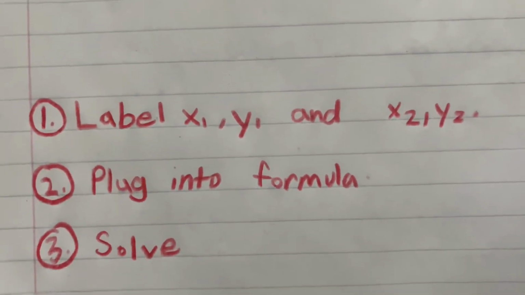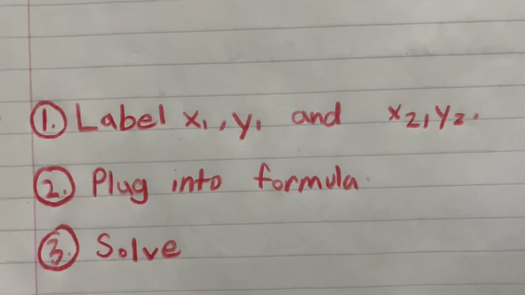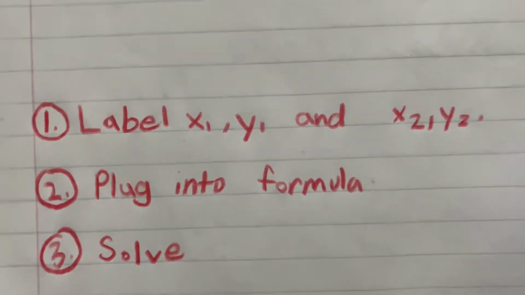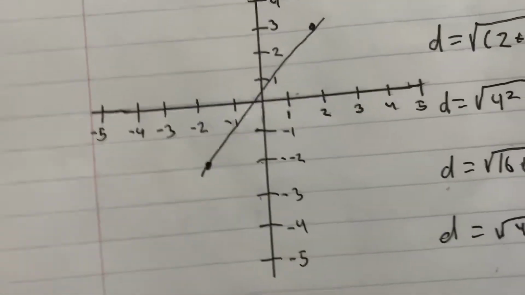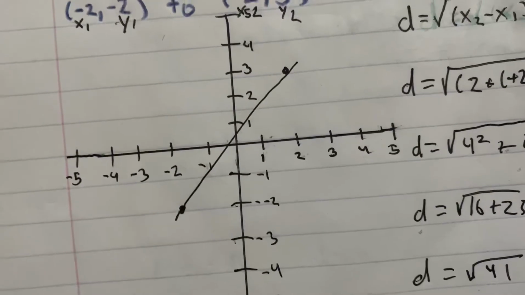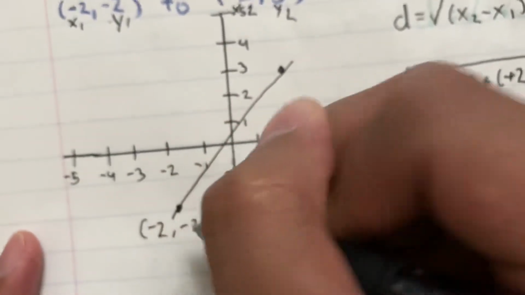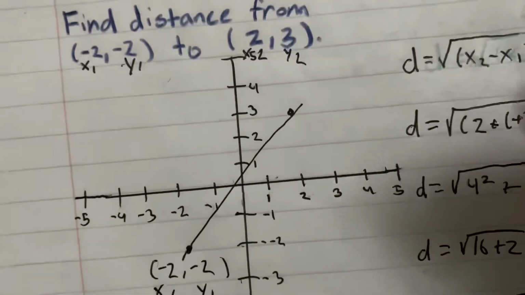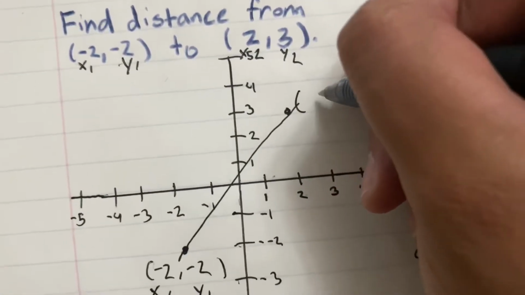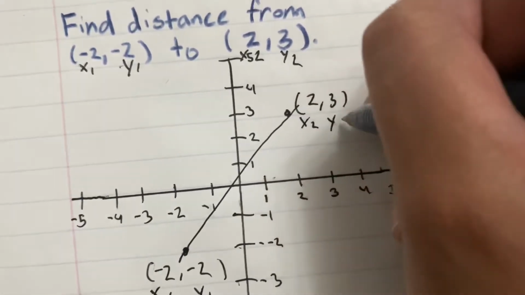So first, label what x1, y1 is, and x2, y2, as I did right here. I labeled them. And I guess you could do it on the graph too. Let me show you on the graph. -2, -2 is x1, y1. And then you can do it here too. So it makes it a little easier so you can see it on the graph as well, just as a reminder.